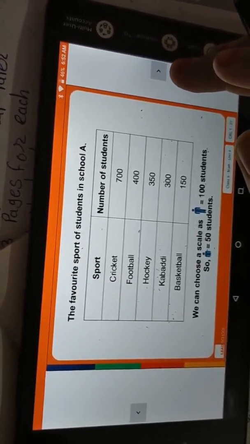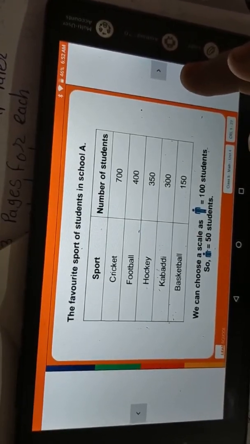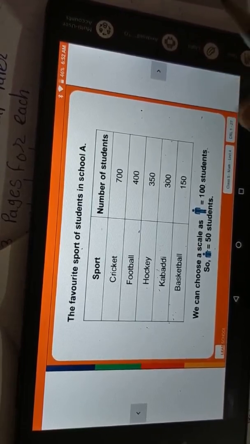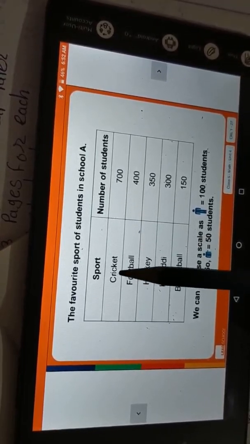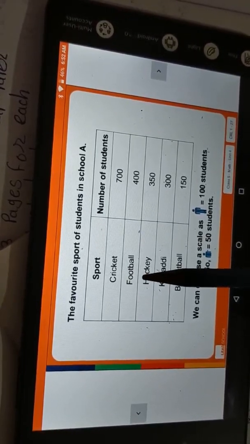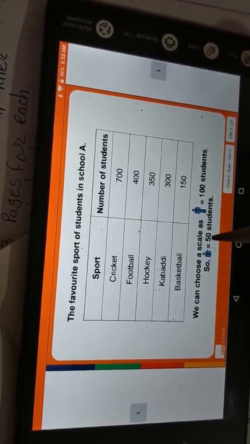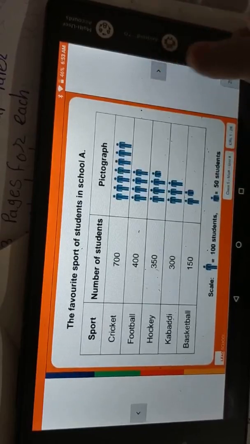Now students, one more example is here. In that example, sports: cricket, football, hockey, kabaddi and basketball. Okay, so we can choose a scale as 1 person equal to 100 students and a half person for 50 students.